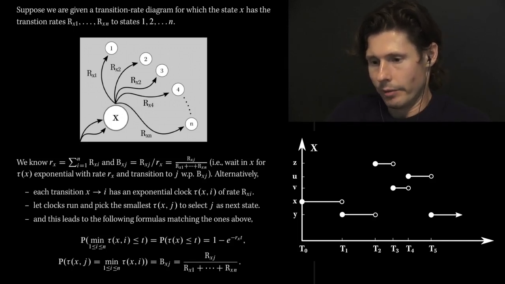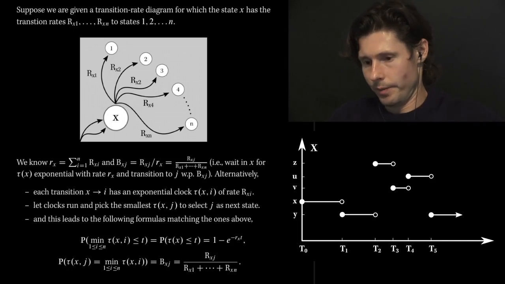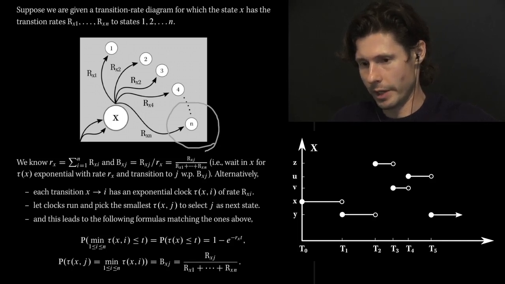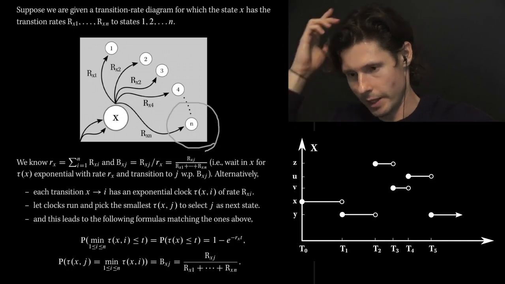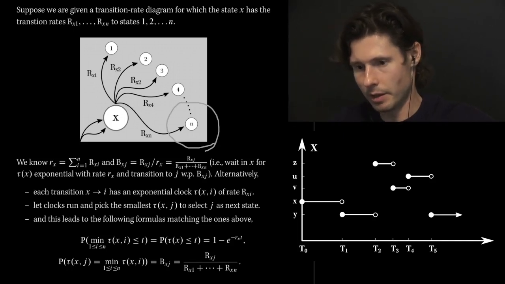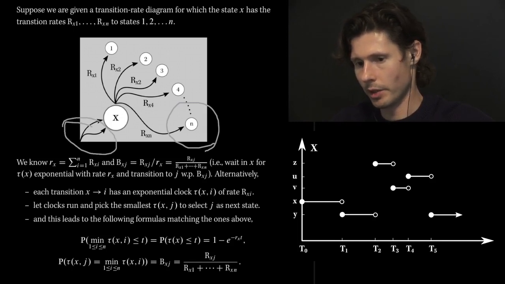Even a scenario with infinitely many states, you can translate all of this. Here I have n possible transitions. We could think of n going to infinity and have infinitely many of them. That's going to be fine in that setting as well. But here, we have a state x that we're in. There may be some transition rates into it. We don't really care about those for now.